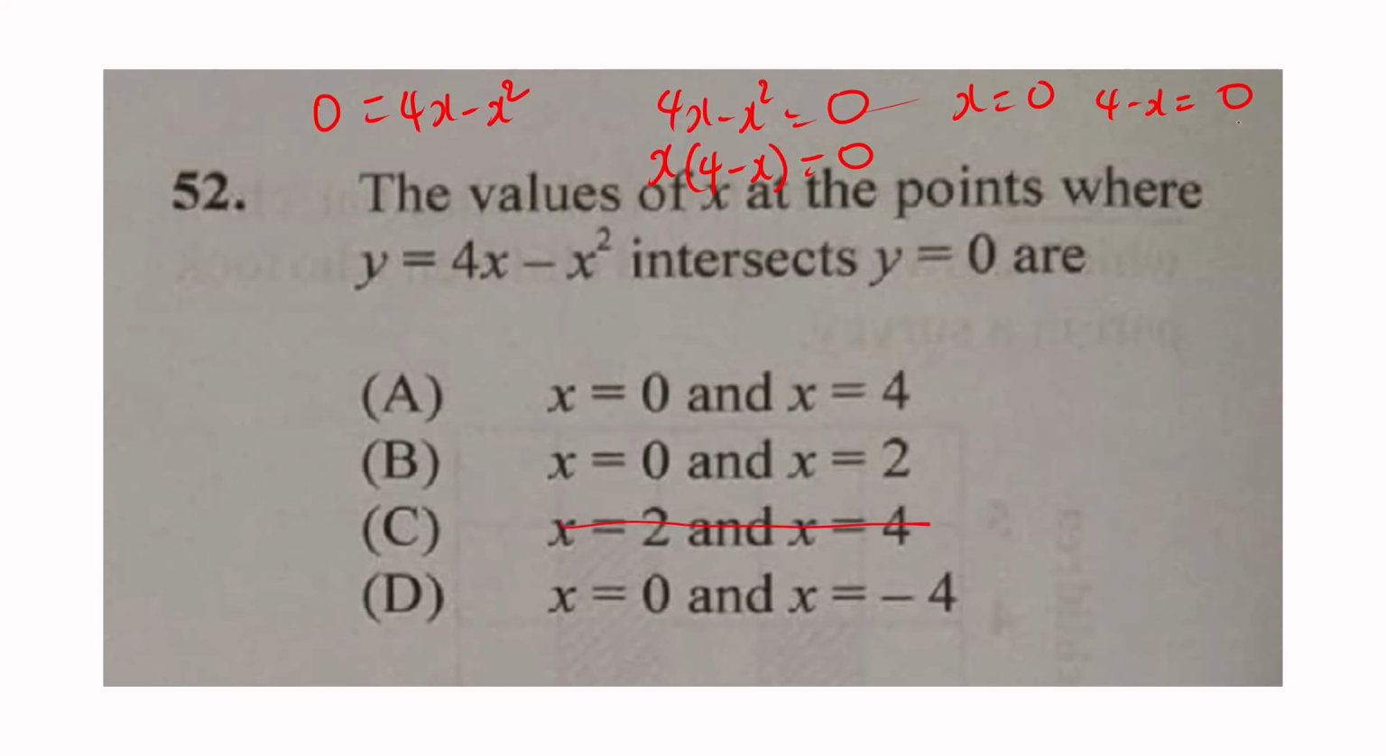So we have one more left. Then we have 4 minus x equals 0, and we solve for x. We get negative x is equal to negative 4. Divide both sides by negative 1, or multiply both sides by negative 1, and x is equal to positive 4. So x is 0 and 4. Therefore the answer would be A.